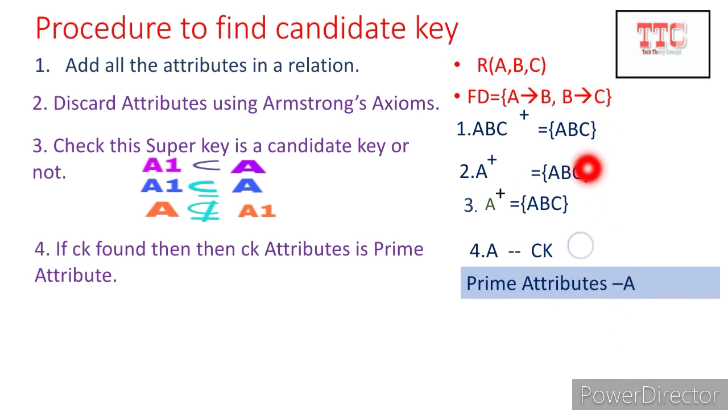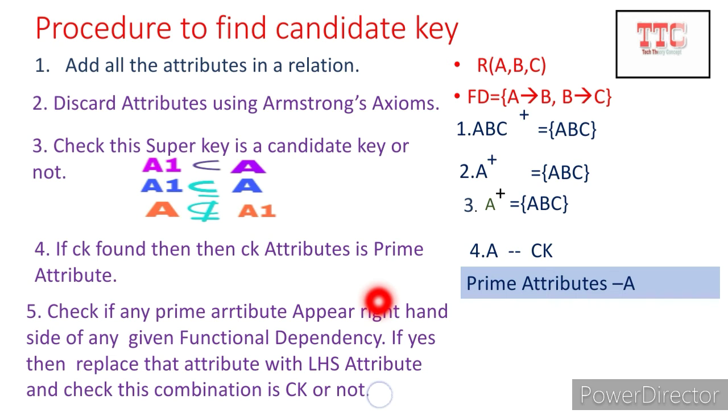If a prime attribute is present on the right hand side, then we will replace the prime attribute with the left hand side attributes in the candidate key. To understand this step, that is the fifth, we will take one more example. Here we have a relation which has four attributes and some given functional dependencies: A, B, C determine D and D determine A. We will follow all the steps that we have already seen in our previous example.